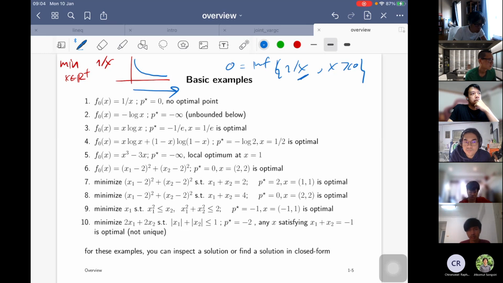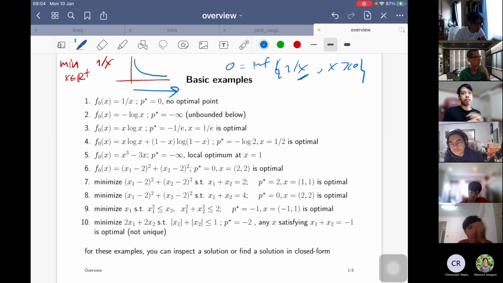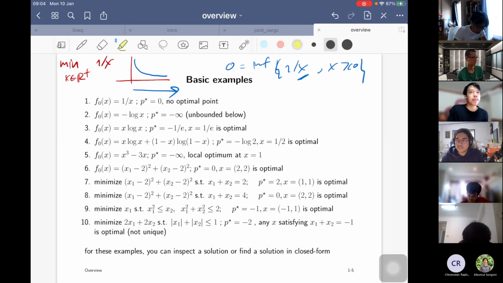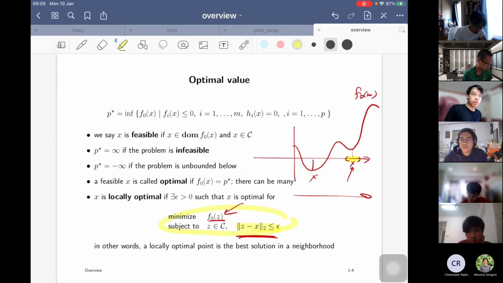Because when x is really, really huge, 1 over x is 0. But then, can you obtain that point? Can you obtain that x that makes 1 over x 0? No. That point is not attained because you need to extend x to infinity. So in this problem, p star is 0, the optimal value is 0, but there is no optimal point. Go back to the definition of optimal point again. x is optimal if, when you evaluate x in the objective function, it has to be equal to p star.